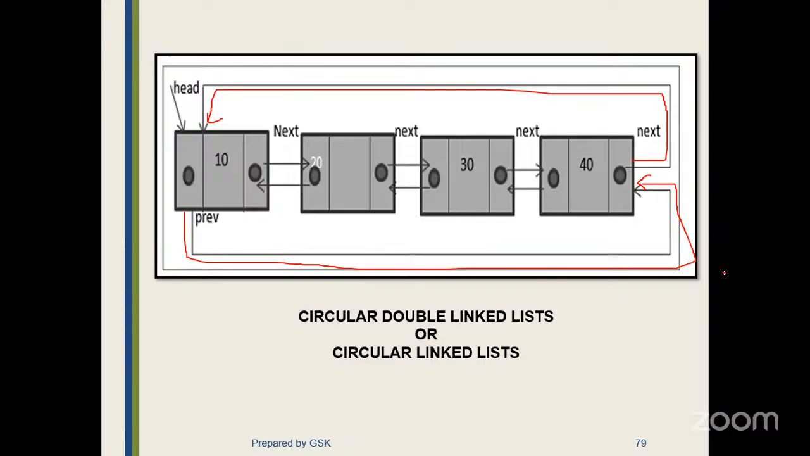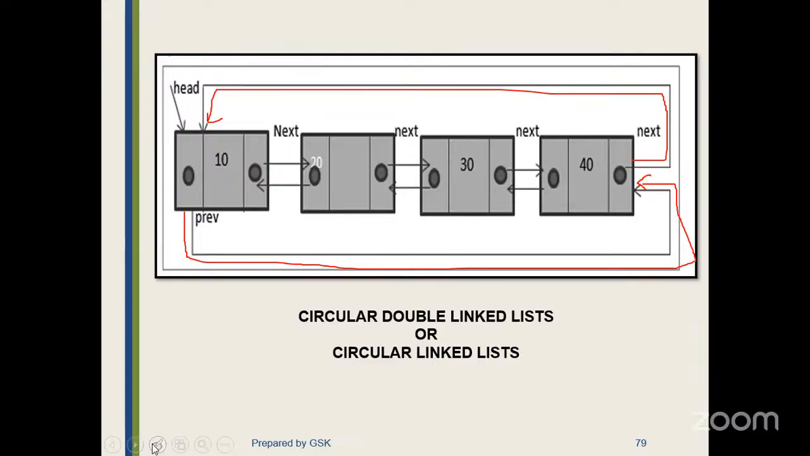The last node's next pointer points to the head node, or first node. The head node's previous pointer points to the last node. In this way, it creates a circle. There is no ending point. It is circular. If we reach the last node, we can come to the first one. We can go from first to last also.